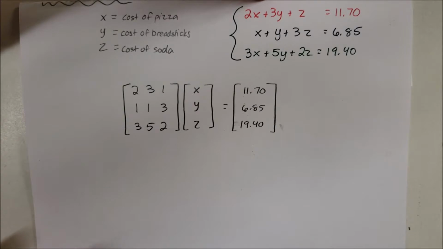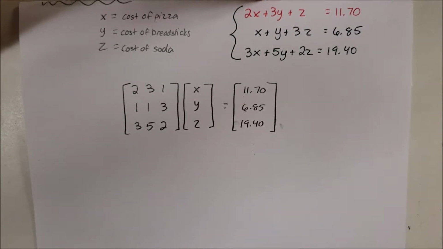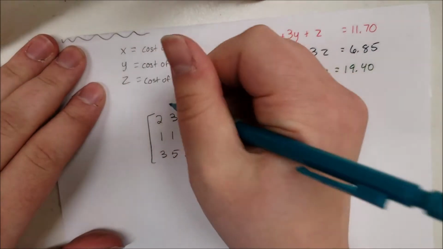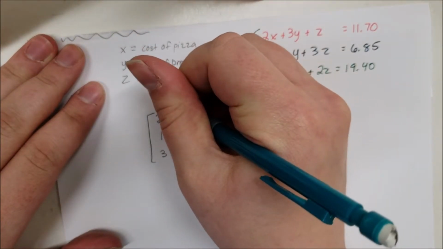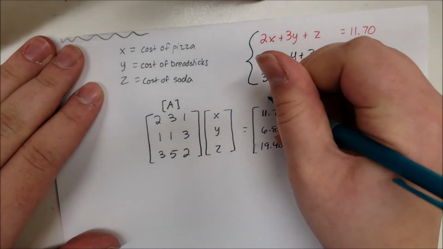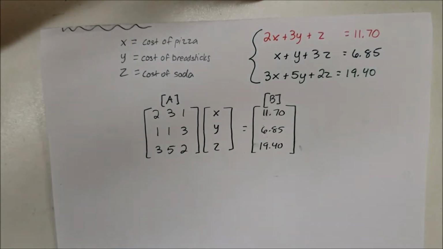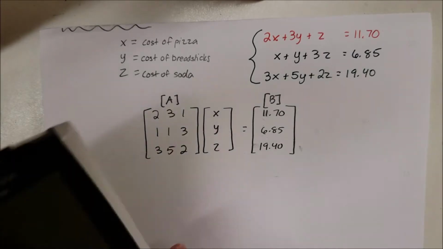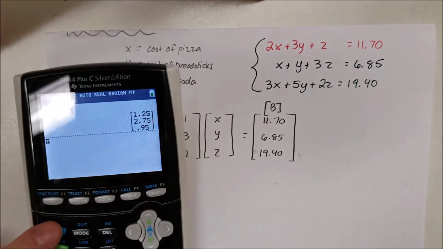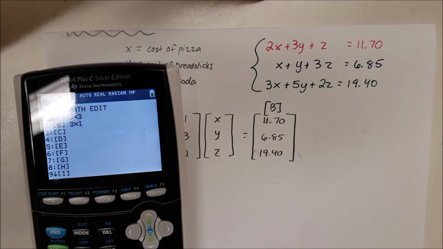So remember, staying consistent with your calculator makes it so you're always doing the same thing every time. That means I put this matrix in as A, and I put this matrix into my calculator as B. So I've already done that, and my calculator is set for the matrices.